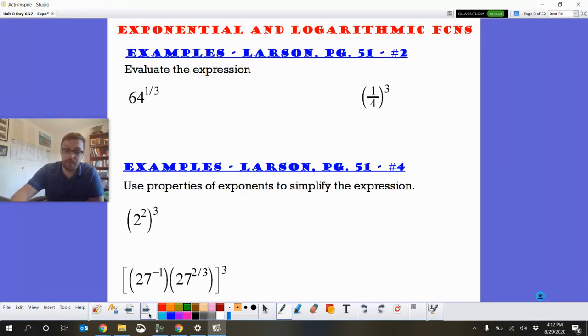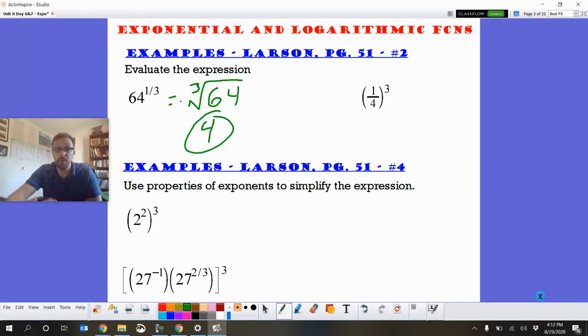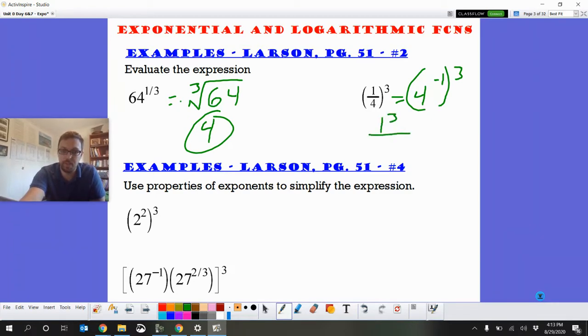This 1/3 exponent is the same as saying the cube root of 64, which is 4 times 4 times 4, so 4. So if you have a fractional exponent, that can be a radical. Also, if you've got negatives or fractions, that's where negative exponents come in. So this could be 4 to the negative 1 times 3, but that's not going to help us solve it. Instead, we want to distribute that exponent. We can do that since there are no addition or subtraction things going on, so you can just throw it right in there. And 4 cubed, we just said, was 64.